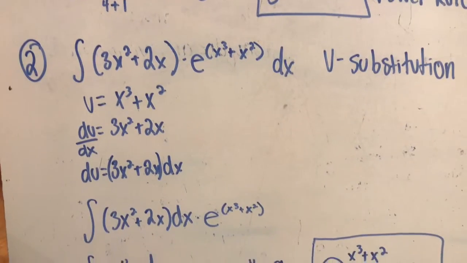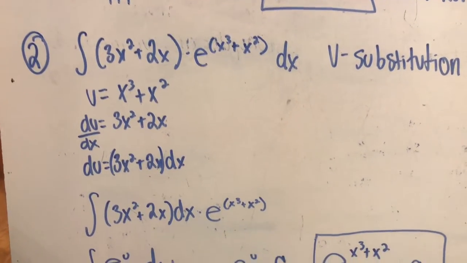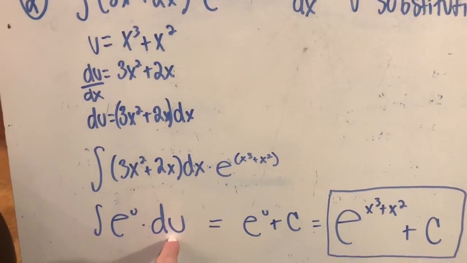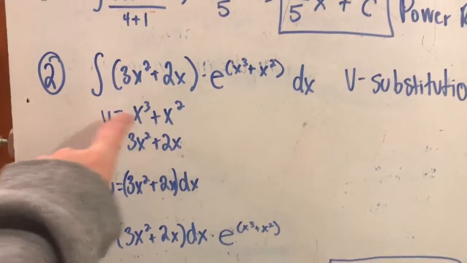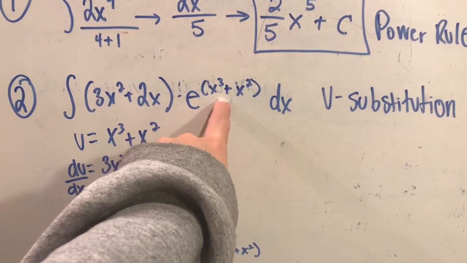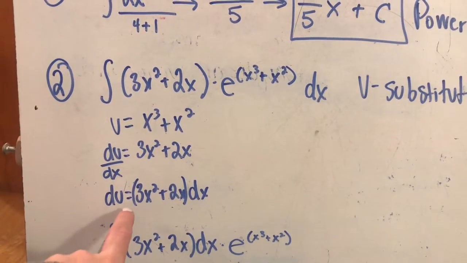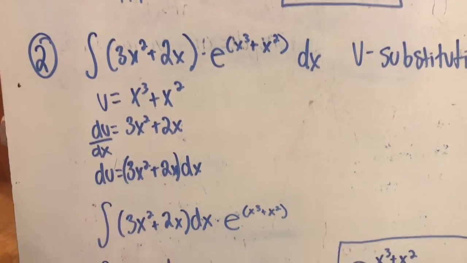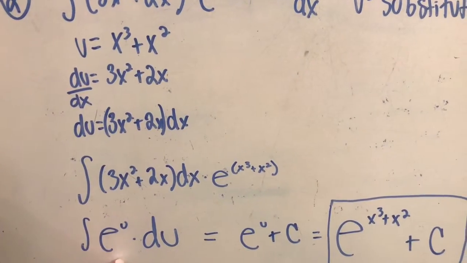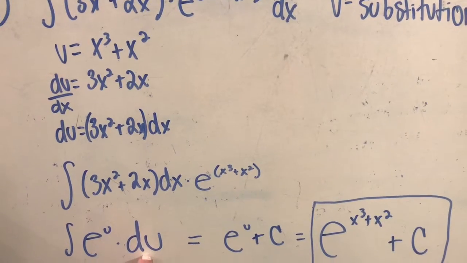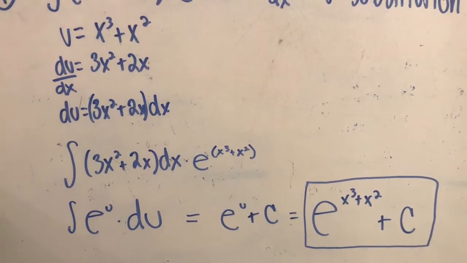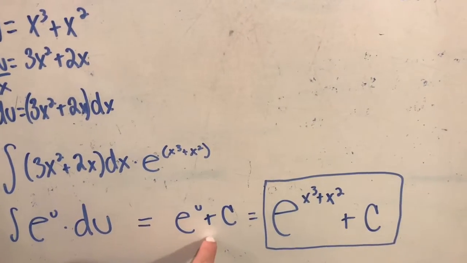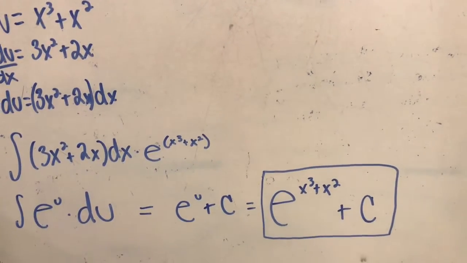Once you do that, you end up with e to the u times du, because the u value will substitute in to give you e to the u, and the du value will substitute into the 3x squared plus 2x. So you end up having e to the u times du, and the antiderivative of it would just equal e to the u, and then we always add the plus c because it's an indefinite integral.